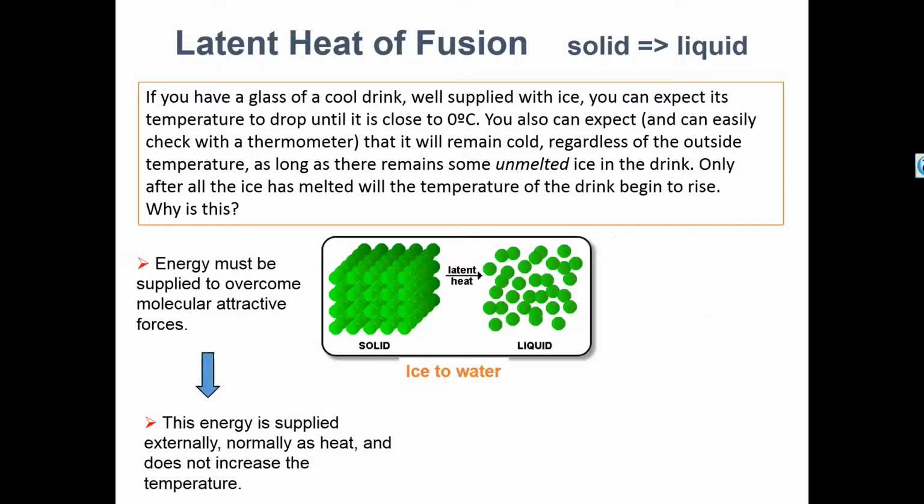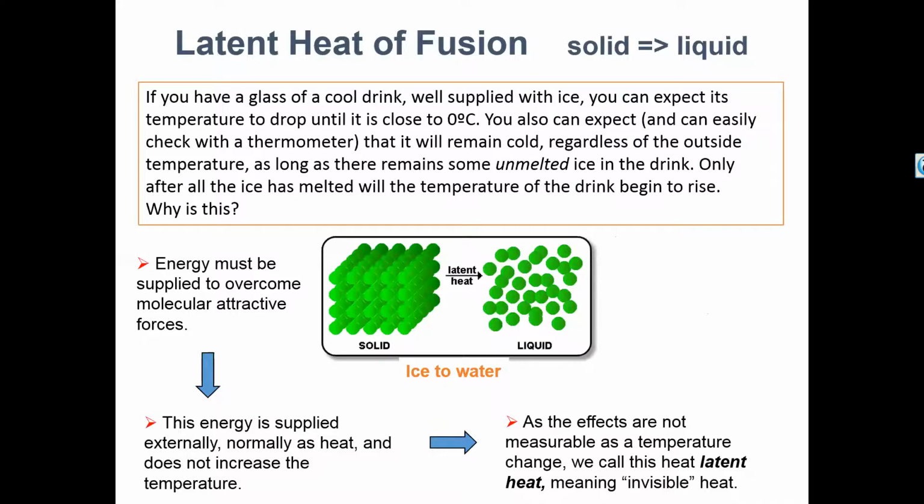And what you may not have realized before is if you have a glass of drink and you put ice in it, you can expect its temperature to drop until it's close to 0 degrees C. And your drink will remain cold regardless of the outside temperature, as long as there's still some unmelted ice in the drink. Because as the outside environment warms up, some of that energy is taken in to be the latent heat to turn the ice into a liquid, and that keeps your drink cold. So latent heat can sometimes be called invisible heat because we don't see an increase in temperature at that time.